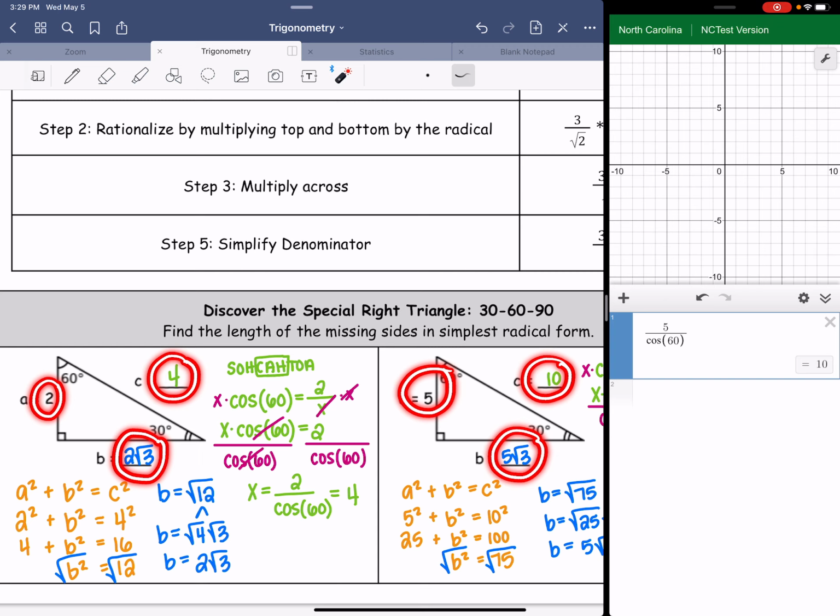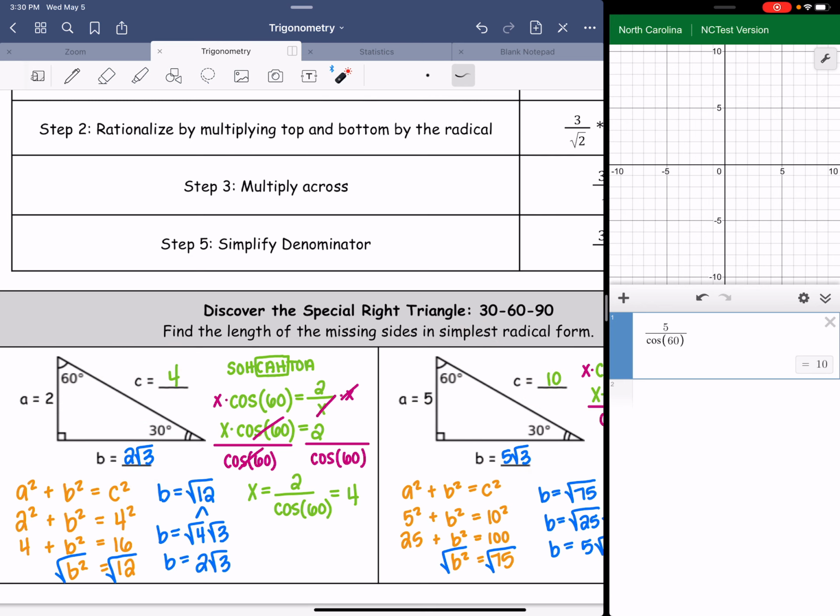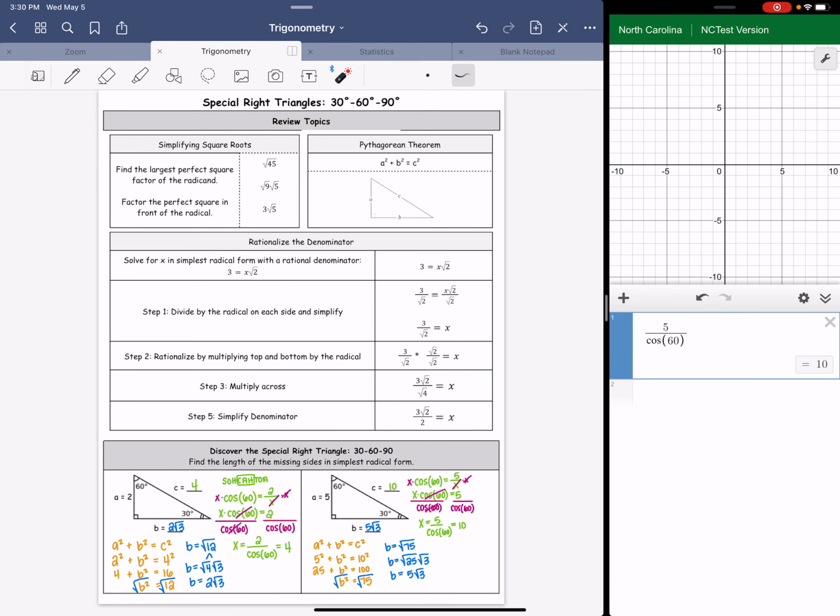So I want you to think about from 2 to 4, in the direction that we went anyway, from 2 to 4, what's that relationship that would be the same as from 5 to 10? From 2 to 4, what happened there? From 5 to 10, what happened there? What's that relationship? And then take that same leg, 2, and go to 2 square root of 3. What's that relationship? How is it similar to 5 going to 5 square root of 3? That's what we're going to explore in the next piece.